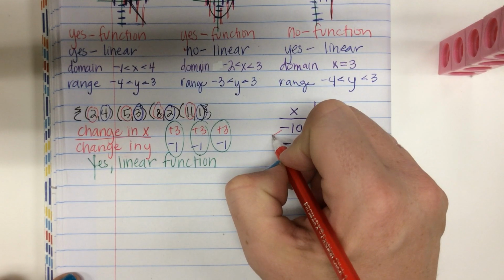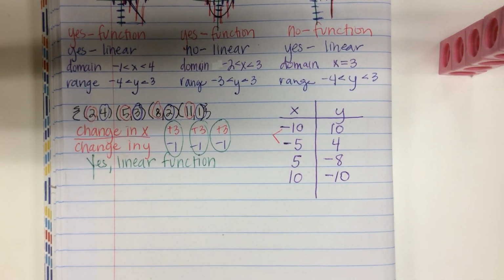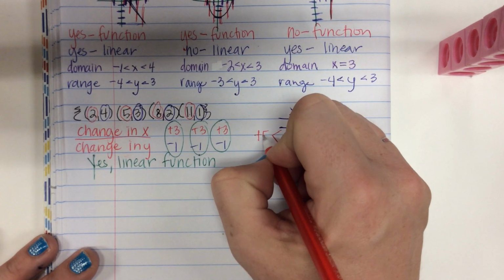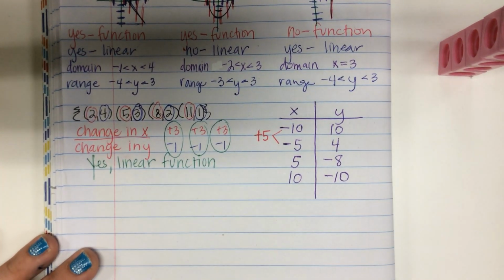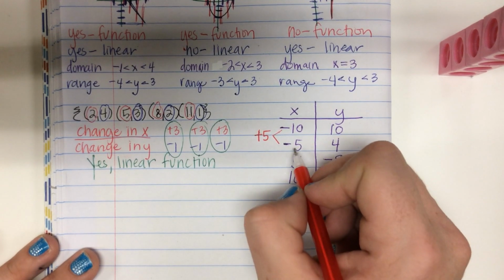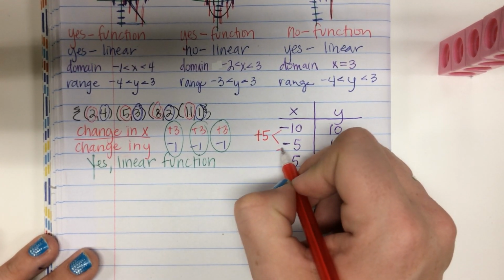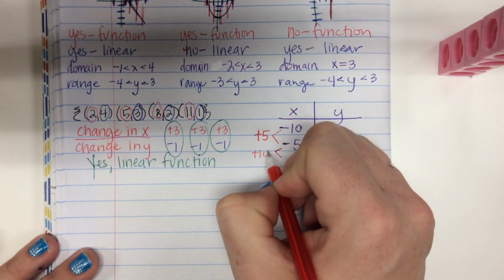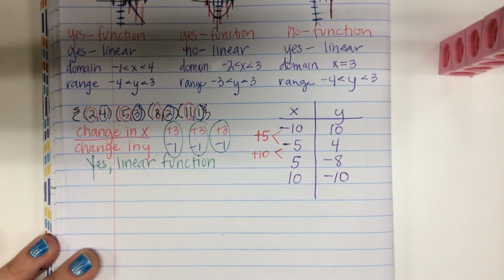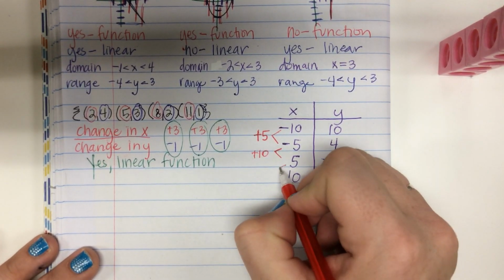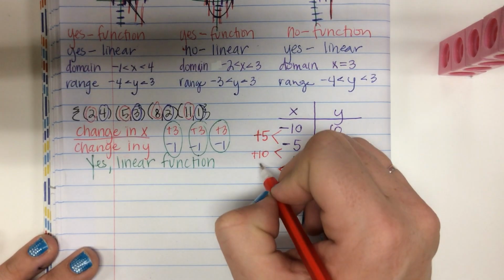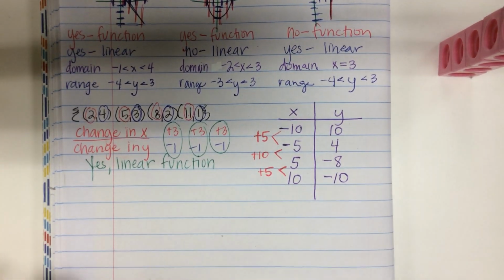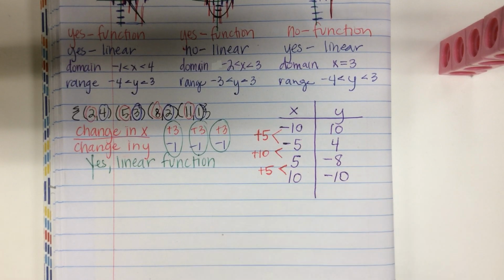What happens from -10 to -5? +5. What happens from -5 to +5? +10. Don't stop. You have to try it. You have to double check. Do all of the work before you say no. And what happens from 5 to 10? +5. So those are different, but I have to keep going because it may be similar. I may have fractions that can be simplified.